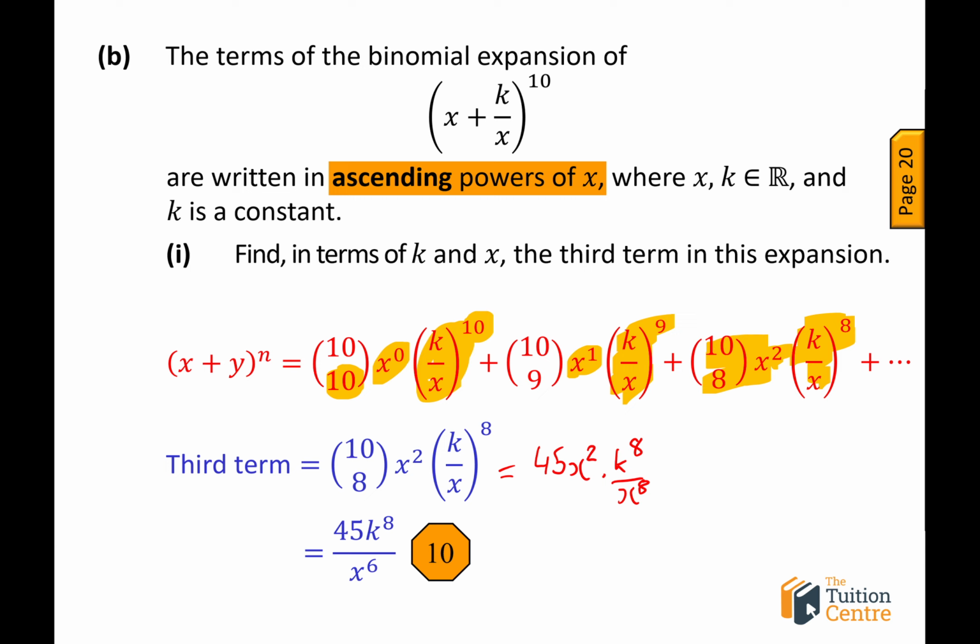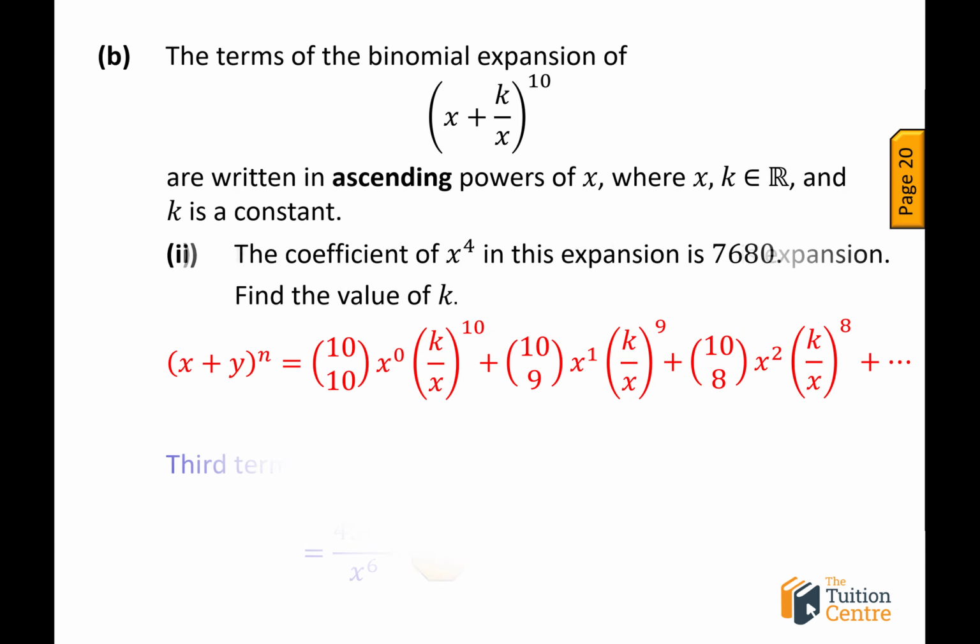But that led on to the next part, okay? People would have found that difficult, but then it said the coefficient of x to the power of 4 in this expansion was 7,680. Find the value of k. So in this case, the way we're writing this, in this order, which of course we remember is the reverse order to normal, this would be my first term, this would be my second term, this would be my third term. And what we remember about the third term a moment ago was 45 k to the power of 8 over x to the power of 6.